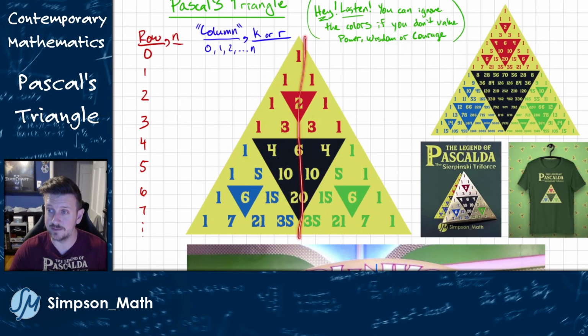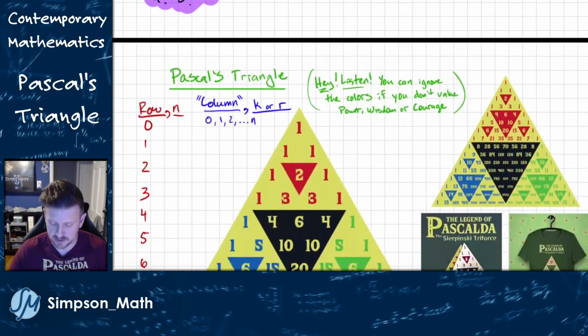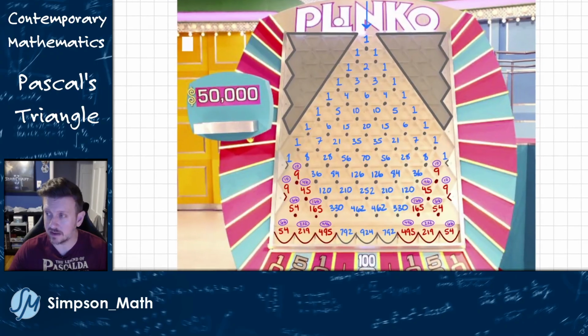There is a notable amount of symmetry here. So they follow that combinations because it is a special case of these two groups of indistinguishable objects. And I'm going to use kind of Plinko to help us out here.